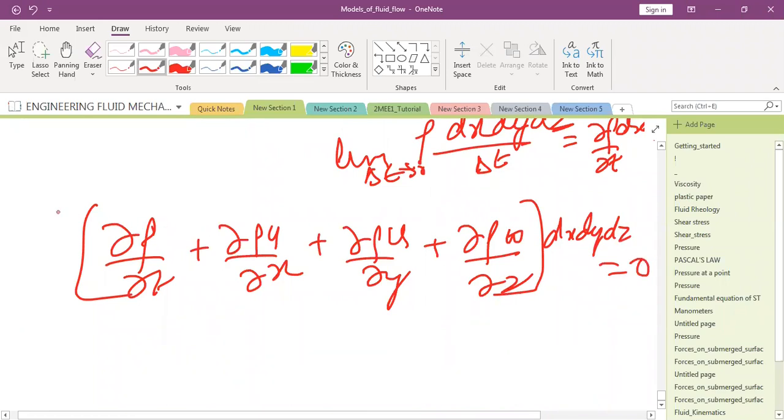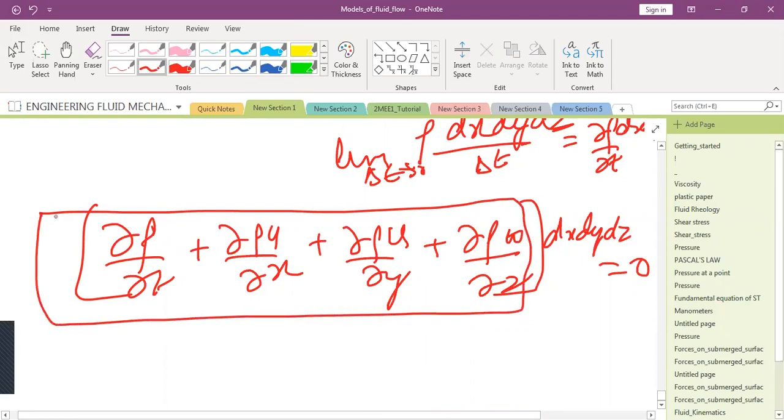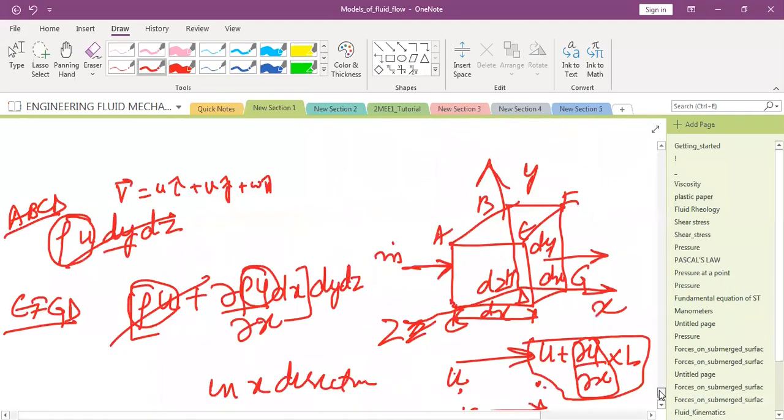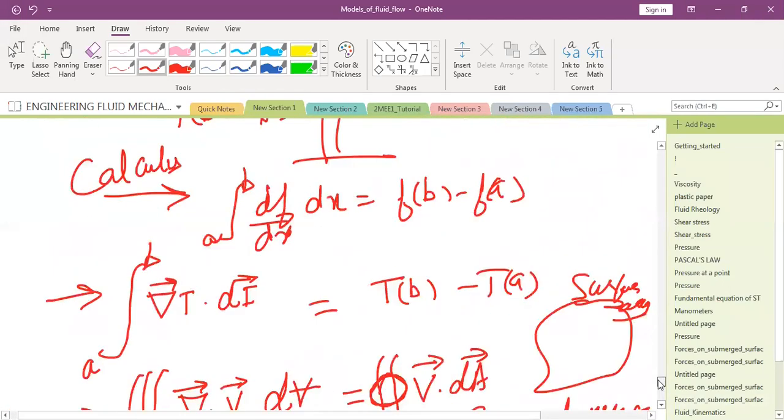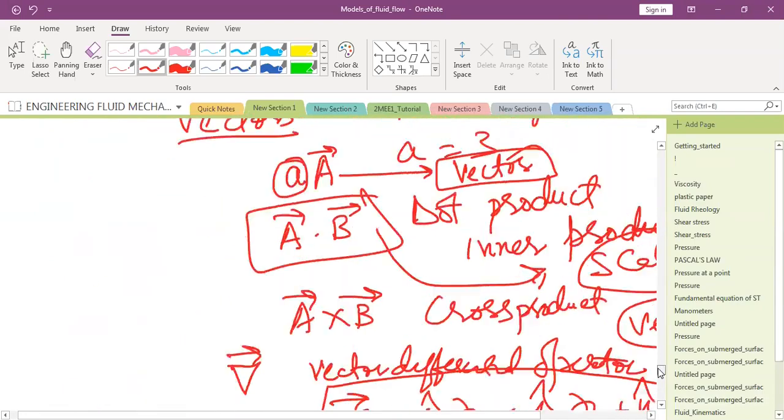So I am again left with the same expression which I got from Reynolds transport theorem. So this reinforces the concept that whichever route you follow, you will end up in the same equation. Those could be converted to one another. So that is the beauty of this analysis.